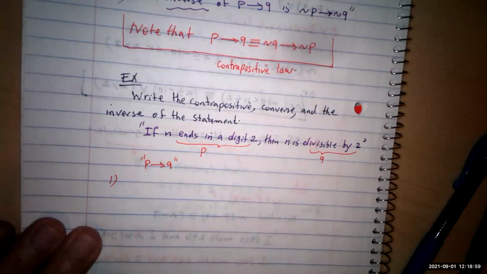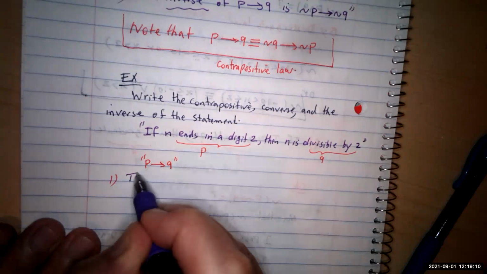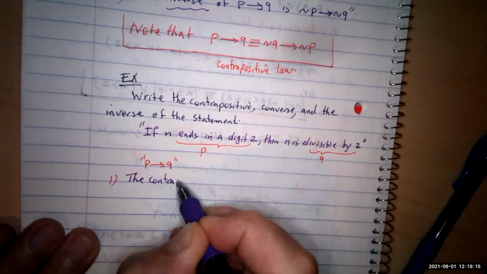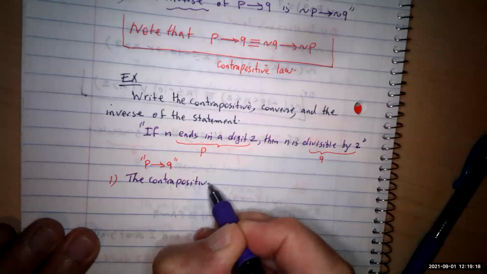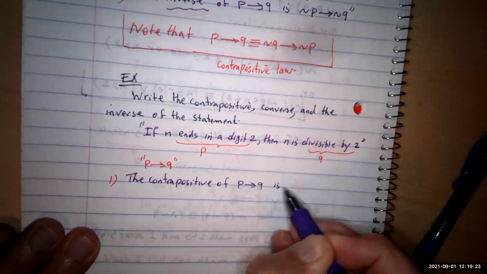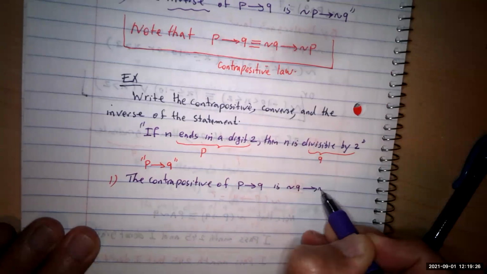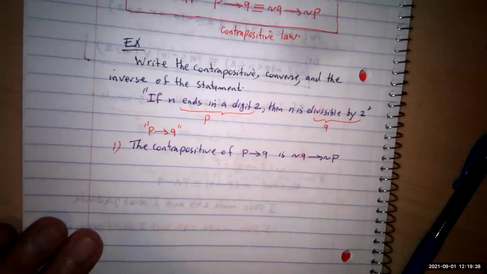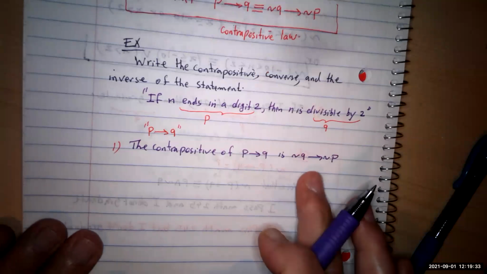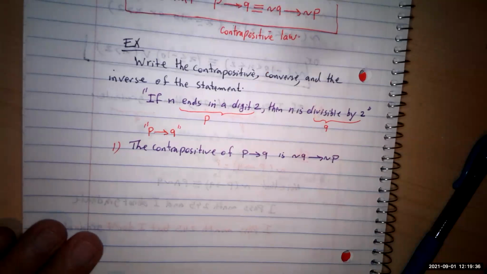So the first one, the contrapositive. It's not bad to repeat it and then write it down. Even if you write it, we accept it. The contrapositive of if P then Q is not Q implies not P. Write it down first, then translate it. Any suggestion? Give us not Q implies not P.